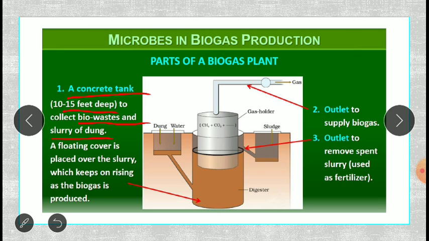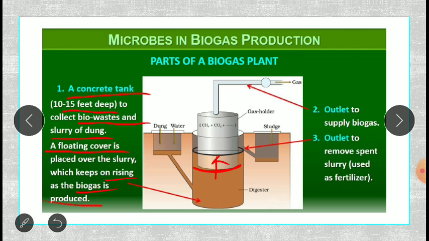Whatever matter you want to put in, you put into this concrete tank, and over this concrete tank a floating cover is placed so that it keeps rising as the biogas is produced. So this is your floating cover. As the biogas is produced, it keeps rising up. Hence, this concrete tank requires a floating airtight cover. As the biogas is produced, it is collected into a chamber and the cover keeps rising up.